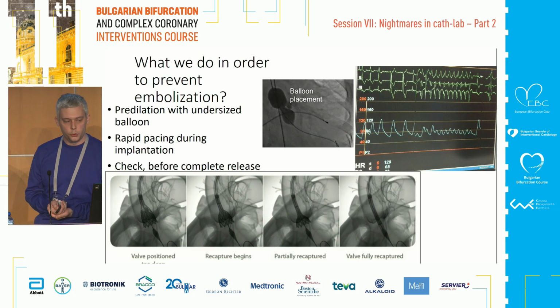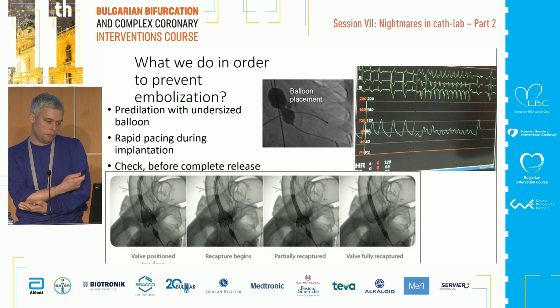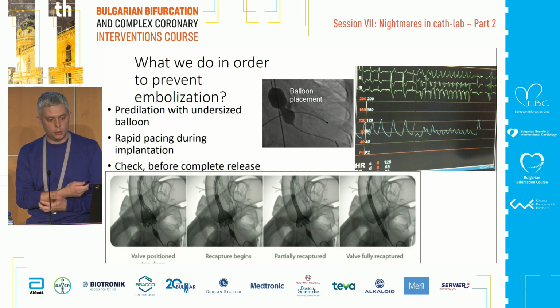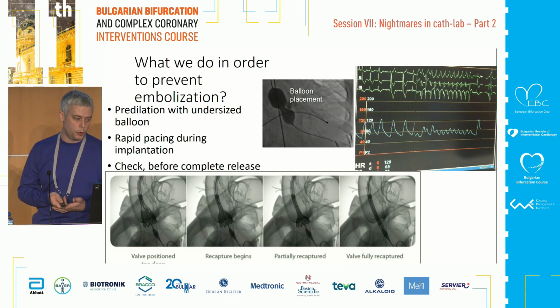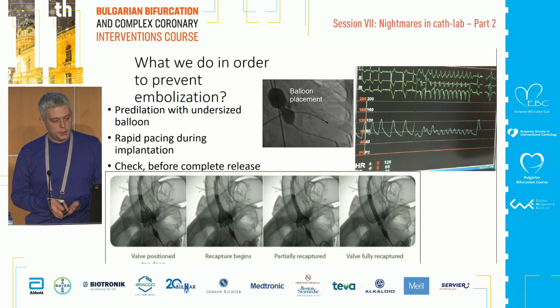So what we do in order to prevent such accidents, first of all, we do the predilation of the aortic annulus with an undersized balloon. The ratio between the balloon size and aortic annulus is about 0.8. With this predilation, we achieve better comfort and better movement of the implant during the implantation and during the positioning. Another thing is that we use, as protocol, rapid pacing during valve implantation.